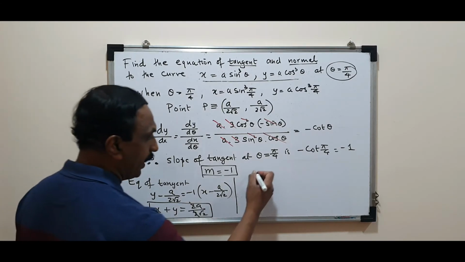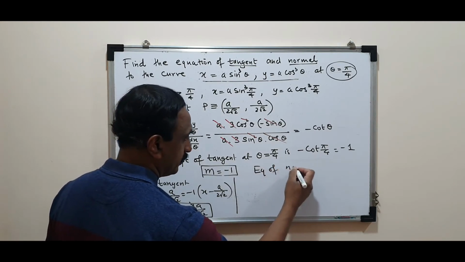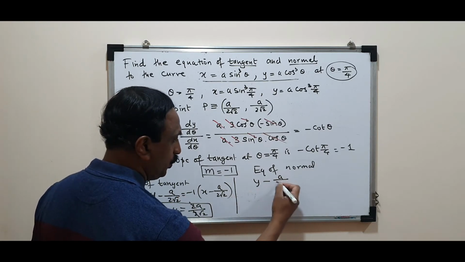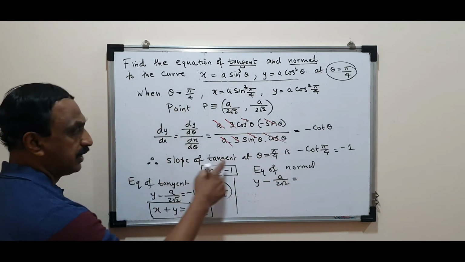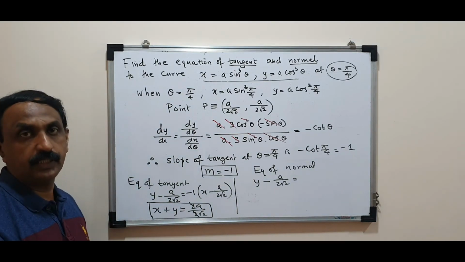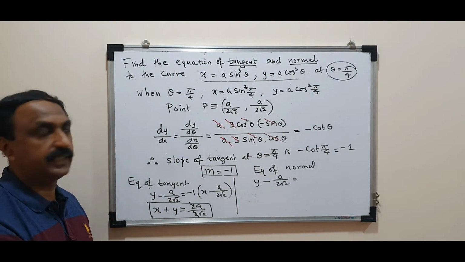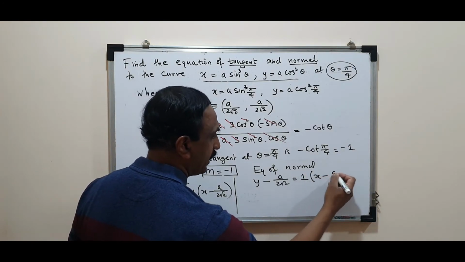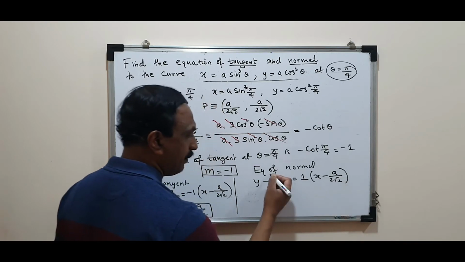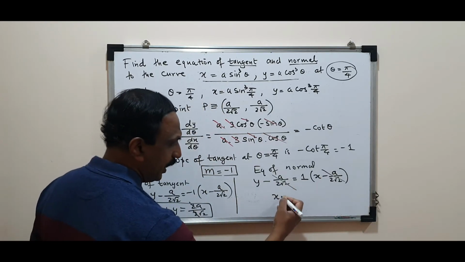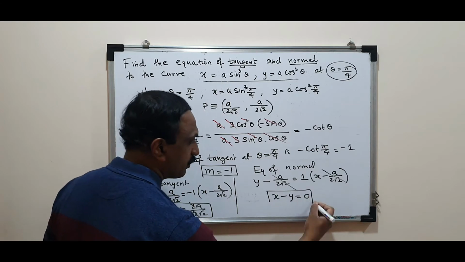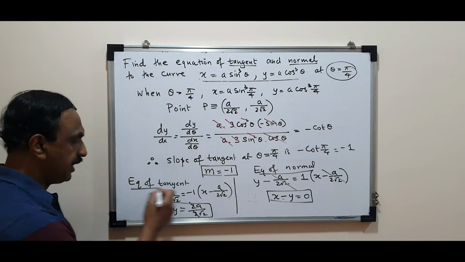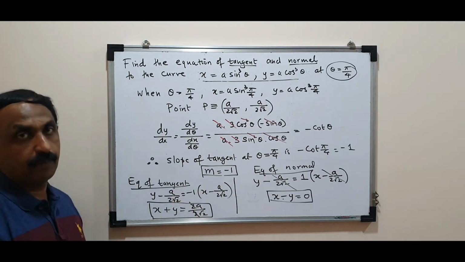And for the equation of normal, it will be y minus y1. y1 will be a upon 2 root 2, is equal to m. The slope of the tangent is minus 1. What will be the slope of the normal? Reciprocal, change the sign. When you reciprocate, 1 will be 1 only, change the sign, plus 1 into x minus a by 2 root 2. This time a upon 2 root 2 will get cancelled. So x minus y equal to 0 becomes the equation of the normal. So the equation of the normal is x minus y equal to 0 and the equation of tangent is x plus y equal to a upon root 2.